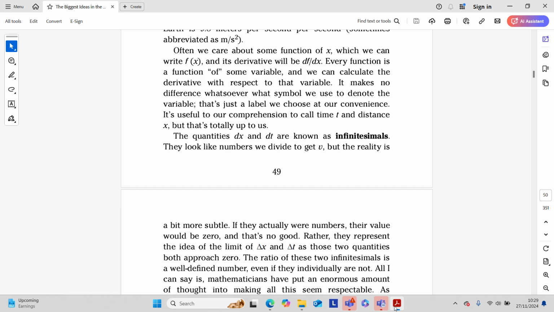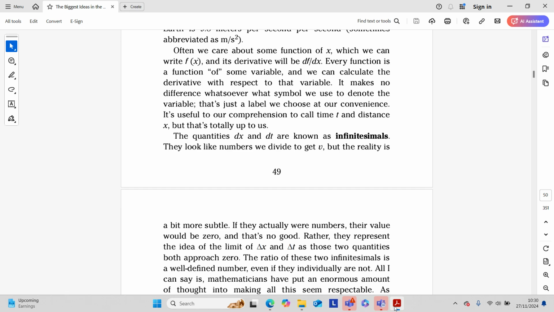The quantities dx and dt are known as infinitesimals. They look like numbers we divide to get v, but the reality is a bit more subtle. If they actually were numbers, their value would be 0, and that's not good. Rather, they represent the idea of the limit of delta x and delta t as those two quantities both approach 0. The ratio of these two infinitesimals is a well-defined number, even if they individually are not.